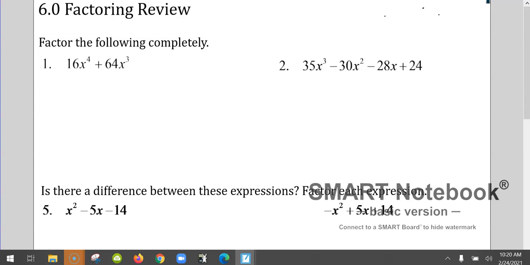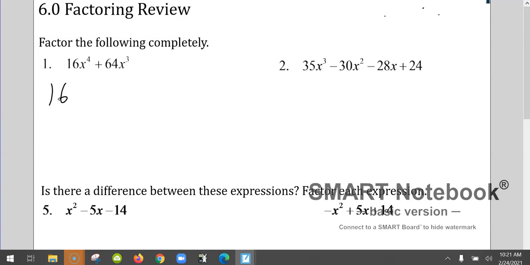All right, so getting ready for Unit 6, we're just going to review factoring again, our favorite activity. So number 1, factor completely. First off, you want to always take out the GCF. Always look for the GCF. So what is the biggest number that goes into 16 and 64? Well, that would be 16.